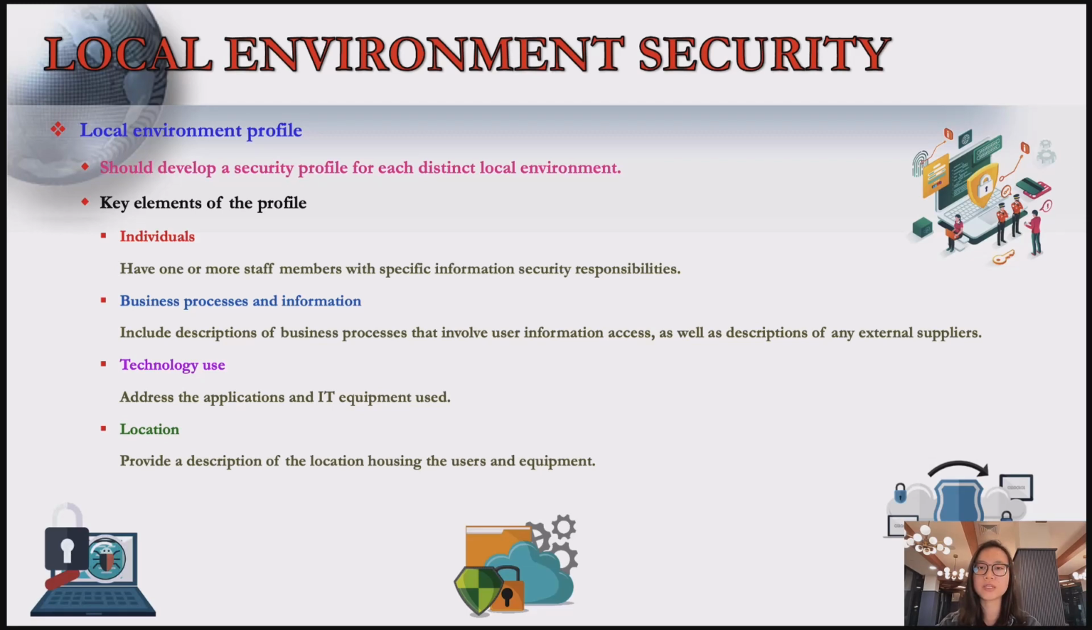The final element is location. The profile should provide a description of the location housing the users and equipment. In particular, the profile should indicate to what degree the location is accessible to the public or to others who are not part of the organization, whether the physical space is shared with other organizations, and any particular environmental hazards.